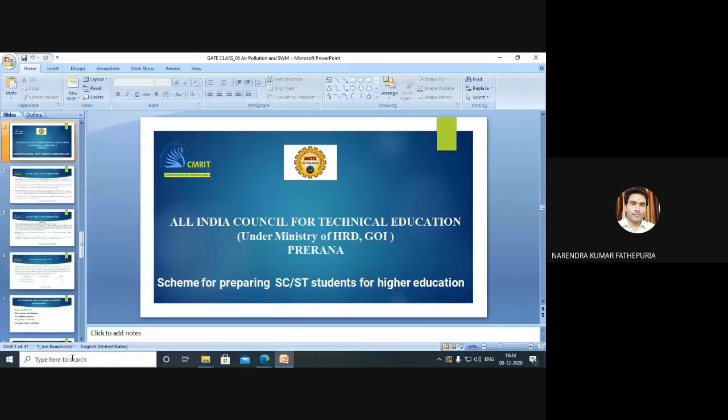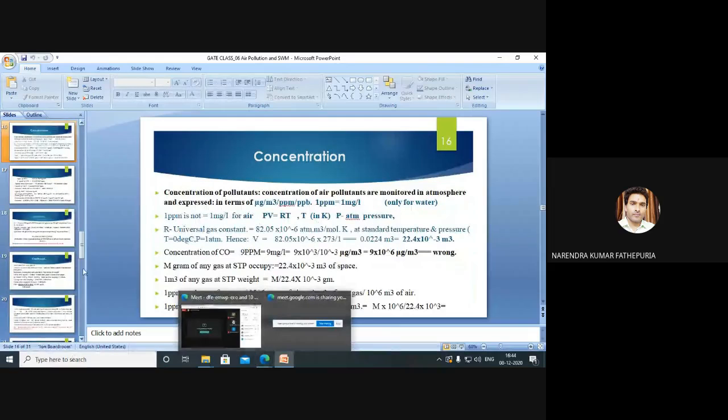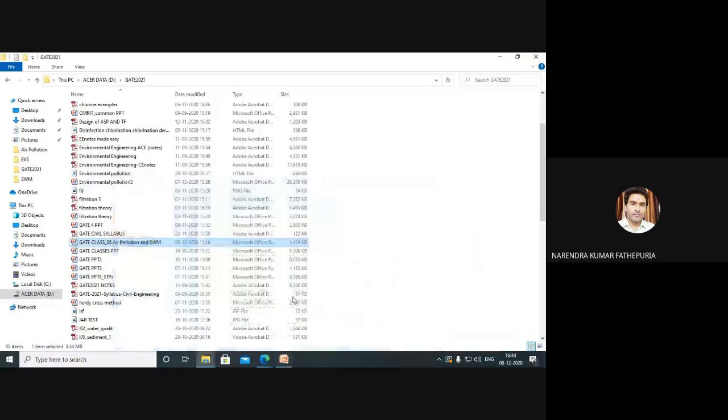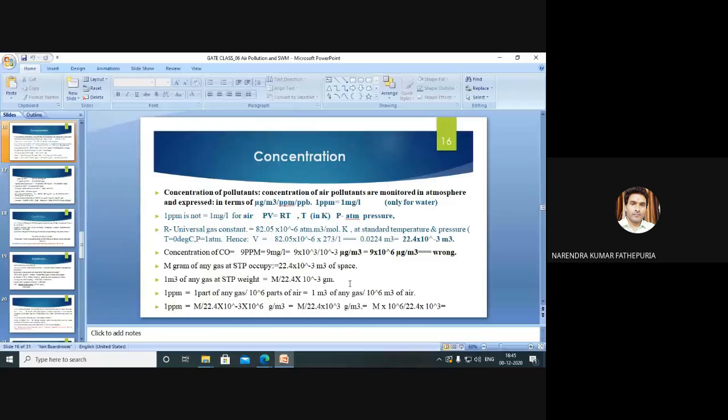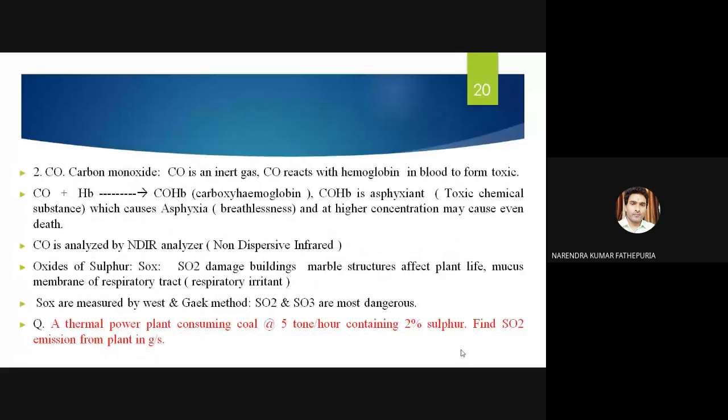Before coming to this, I will just go over the impact of air pollution. Then I will talk about all the numerical portions, the concentrations and all that. Just briefly, I will tell you these things. Then I will explain the impact of air pollution on the planet. Then I will come to the numerical portion for it. These are the concentration formulas and all that.